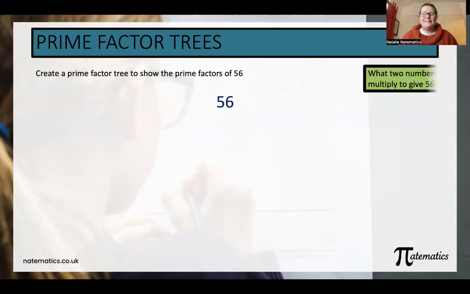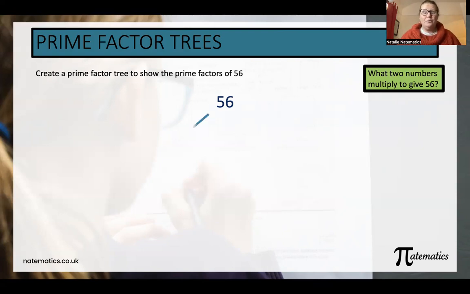Okay, so the first step is we're going to start with the number 56, and allow yourself maybe half a page to do this. If you're in your school book, don't start at the bottom of a page. Go to a fresh page, so it gives you the time to create a little tree underneath. So step number one is, what two numbers multiply together to give 56?